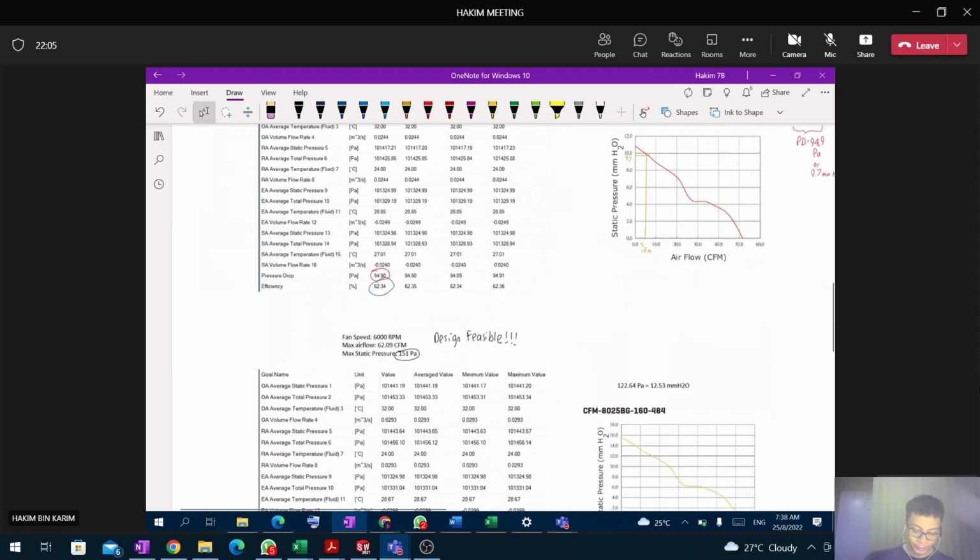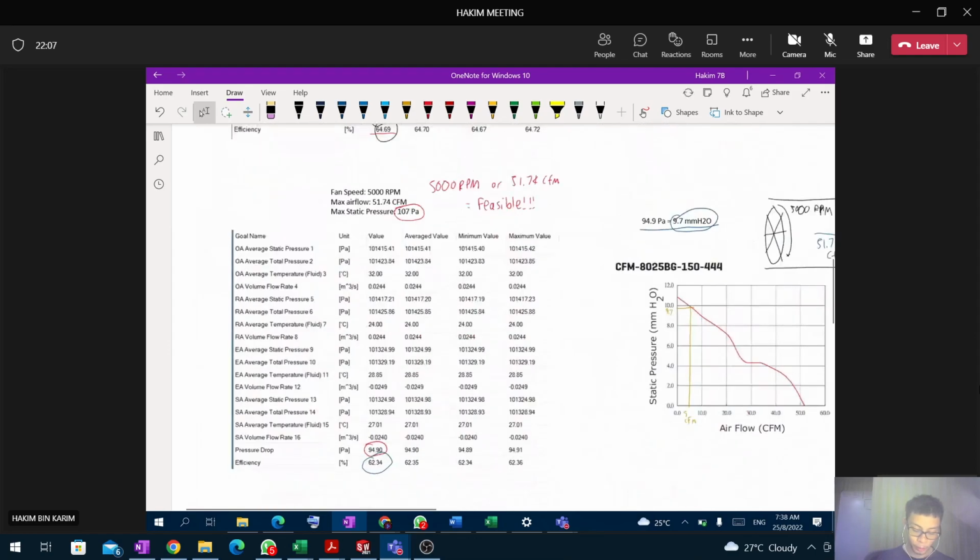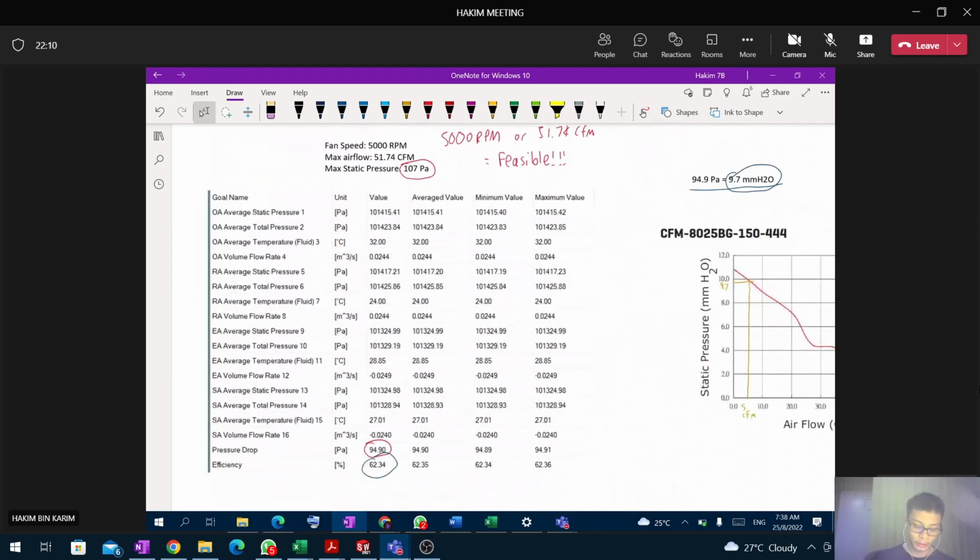Because when we look at this fan, 51.74 CFM, you see that the static pressure is 107 Pascal and the pressure drop is 94.9. The difference between these pressures is very small. And we all know that the actual pressure drop in our actual heat exchanger will be much higher than 94.9 Pascal. Maybe the actual pressure drop will be like 105 Pascal. So the gap is very small.